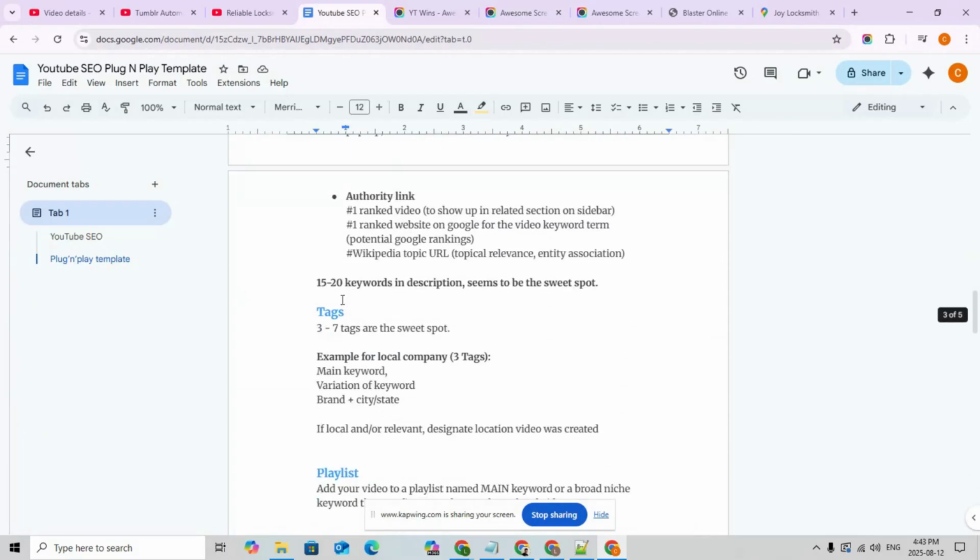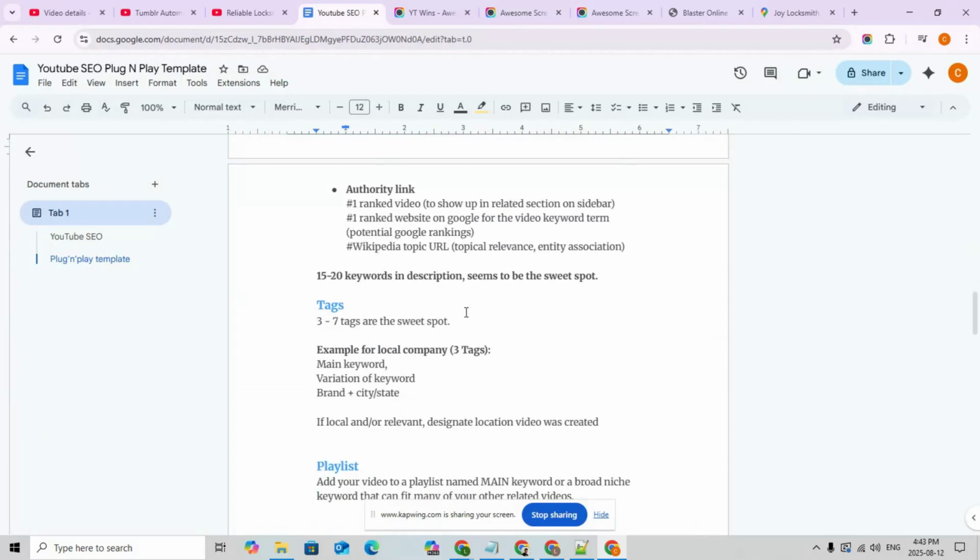Just moving on to the actual tags. So this will be pretty short and sweet. But I think what most people do is they stuff their tags. So they'll grab 15 or 20 keywords that they want to rank for, and they'll just stuff their tags. And the problem with that is it actually confuses Google.